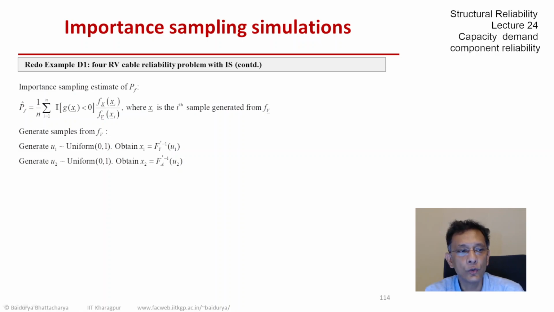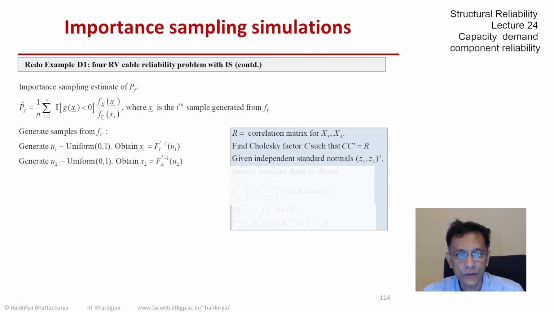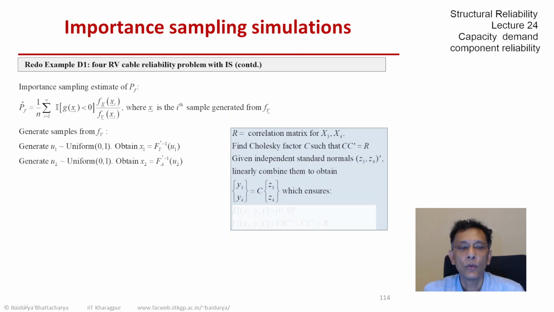We have to just generate u1 and invert that, generate u2 and invert that. So that is not a problem. For x3 and x4, for q and d, we have to bring in the dependence, and we find the lower Cholesky factor for R, the correlation matrix, and then with that factor C, we can write the y's, y3 and y4, in terms of the independent standard normals z3 and z4. And so this is something we are just going to do once.